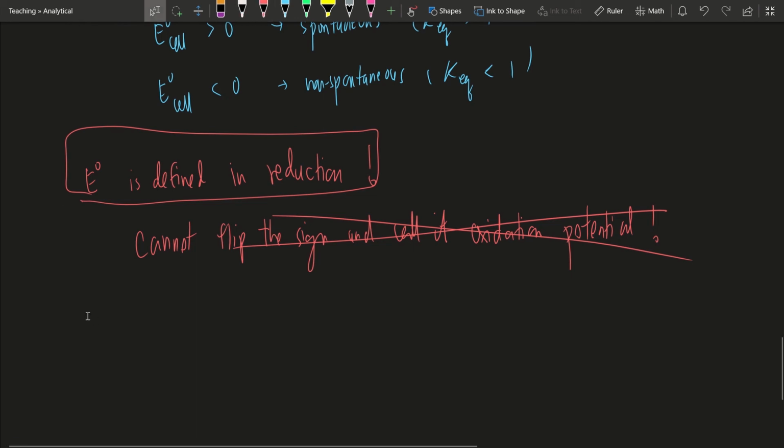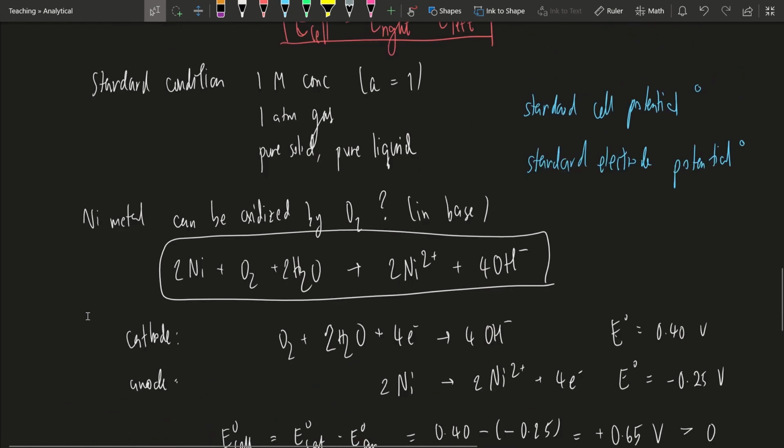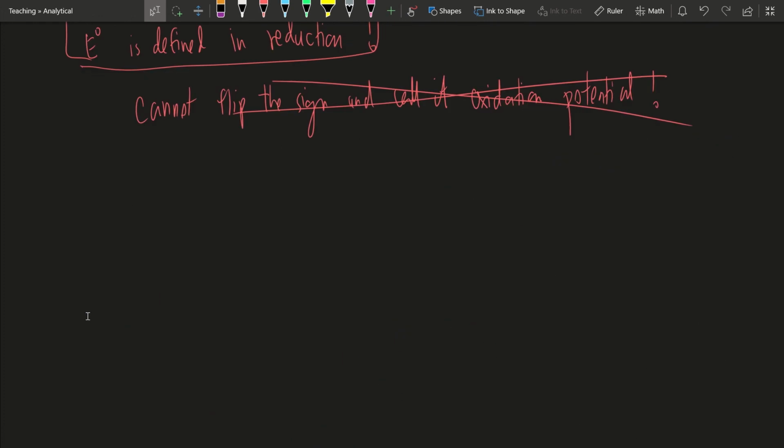So previously we talked about the cell and electrode potential at the standard condition. But what if it is not in the standard condition? We can use an equation to calculate the new electrode and cell potential. And this equation is called the Nernst equation, which is very important, and I actually expect you to remember this equation.